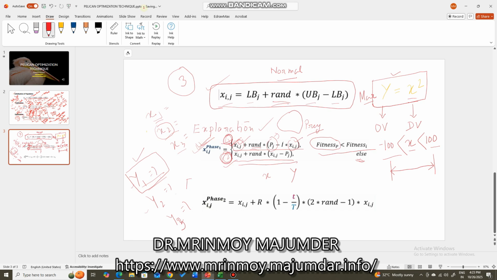Next is phase 2. This phase is known as the exploitation phase. Some say exploration as local search, exploitation as global search. Okay. Now for that case it is simple. For the 3 agents, 3 new x need to be generated again, and this time you have to use this formula.